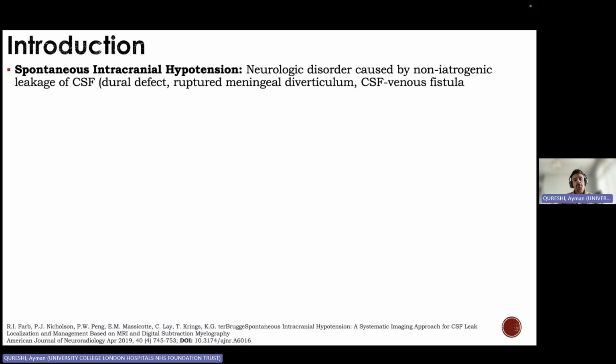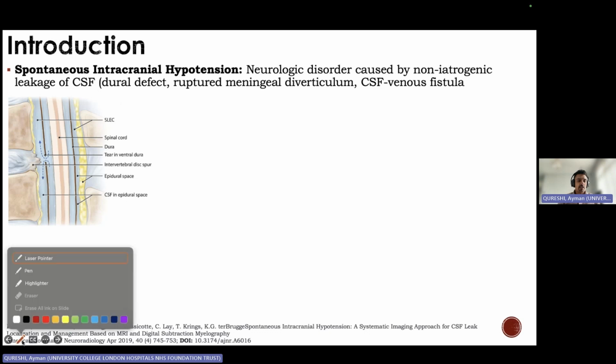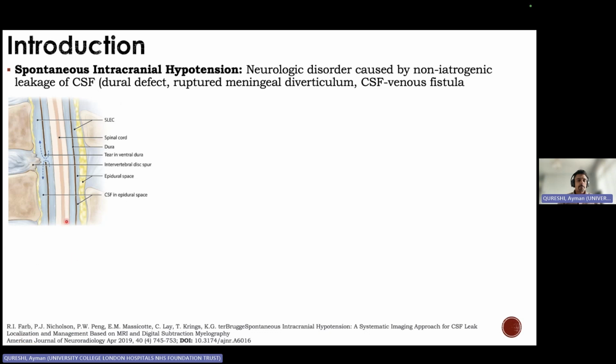And there are different pathologies, and these were really well described from this paper that came out of one of my alma maters, from Richard Farb and his team in Toronto. And he described 4 different types of leak. So the first is what we call a type 1 leak, and this is a little diagram that shows us that. If I just bring this laser pointer on.